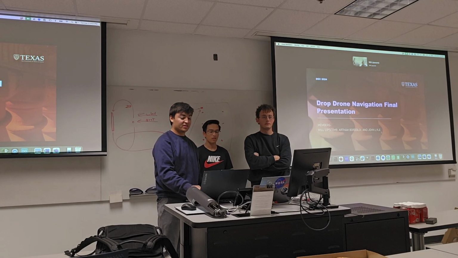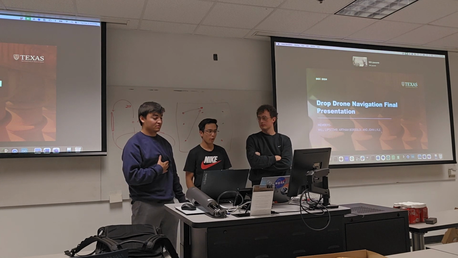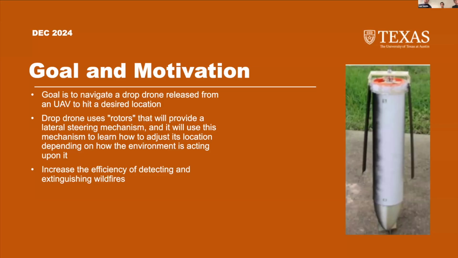We're the drop-down navigation team, and this is our final presentation. I'm Will. I'm John. And the goal and motivation for this project is to navigate a drop drone released from a UAV at 1,000 meters to hit a desired location to extinguish a fire. The drop drone uses blade-like rotors that will provide a lateral steering mechanism but cannot provide vertical thrust. And it should, via sensors, learn how the environment is affecting it and change its position accordingly. And the motivation in the overall project is to increase the efficiency of detecting and extinguishing wildfires while ensuring a safe operating environment for those who go.